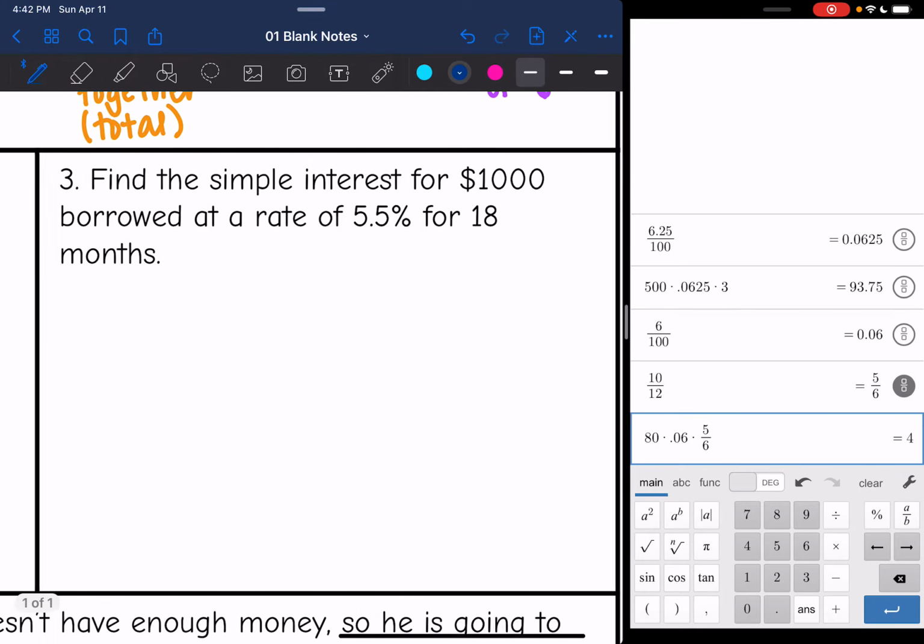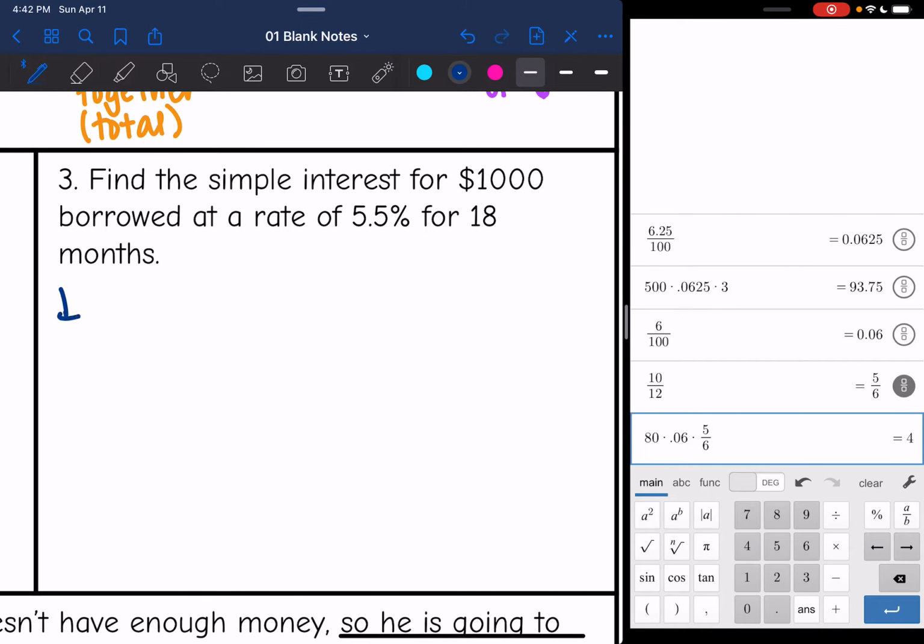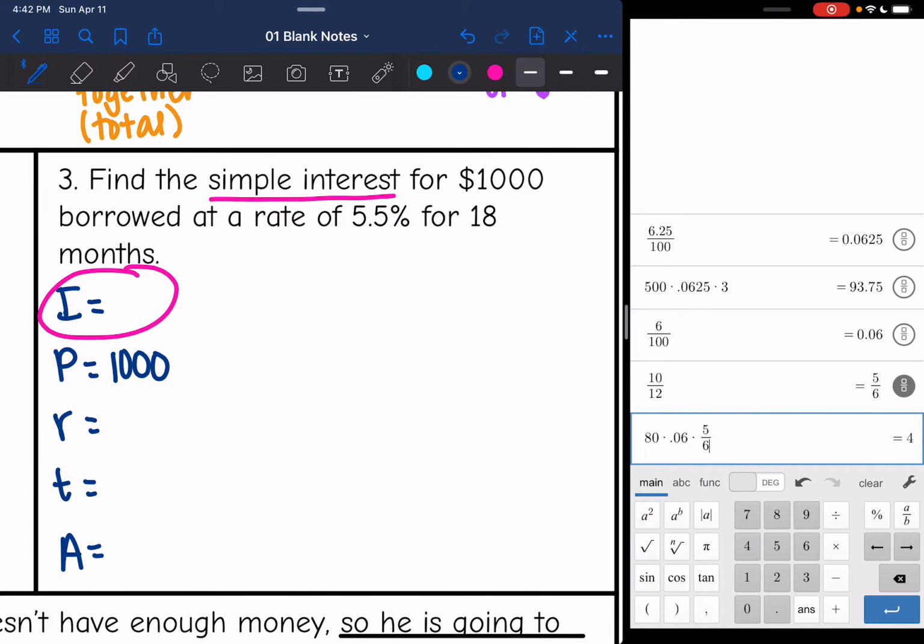All right, let's look at number 3. Well, before we read it, let's write out our variables. It says find the simple interest. So it's asking for interest this time. For $1,000 borrowed, that's my principal, at a rate of 5.5% for 18 months. So it's asking for interest. I don't need to find the total amount this time.